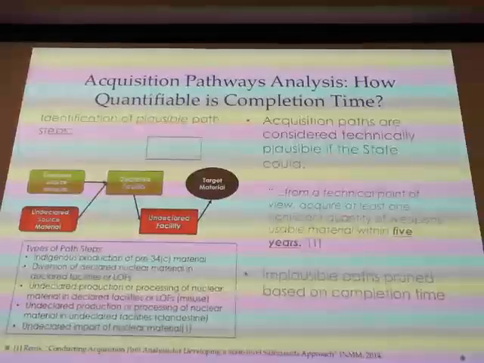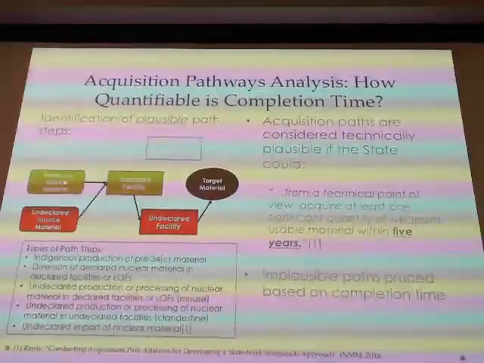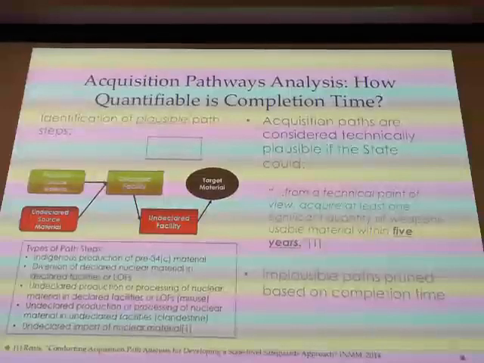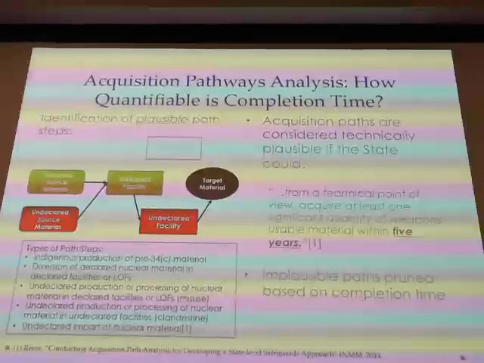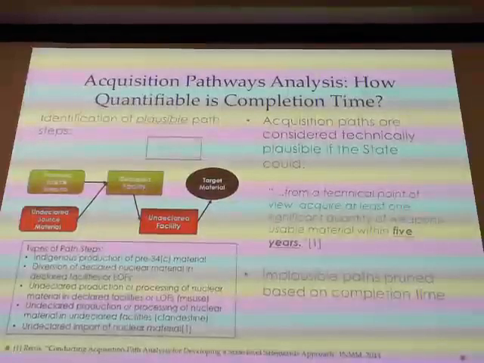So I want to jump right into my first research question, this question of how quantifiable is completion time. And I want to spend a little bit of time on how this is done. This is done through the acquisition pathways analysis. And it's a fairly straightforward concept to understand.